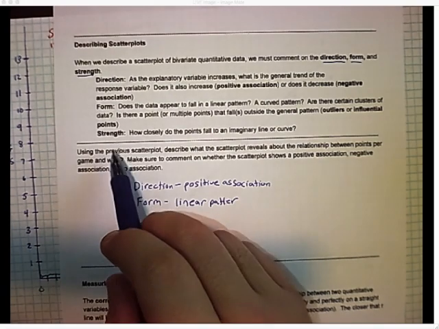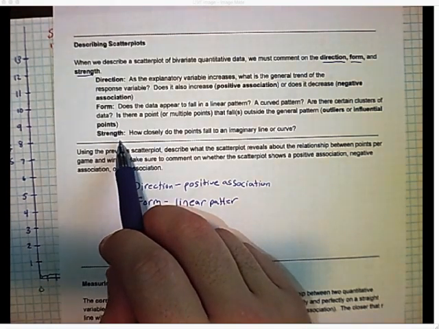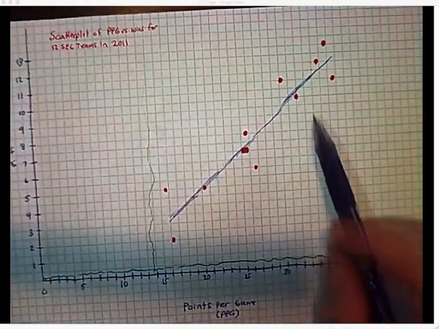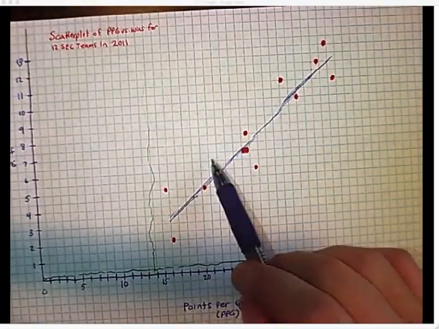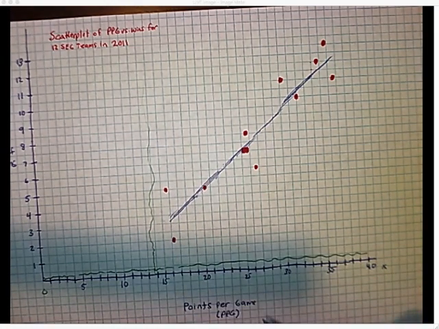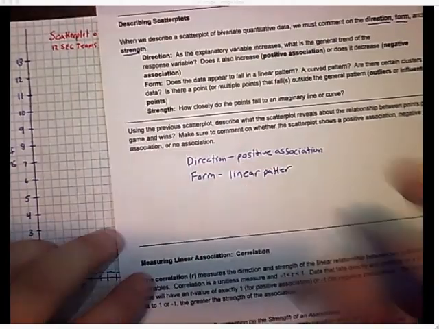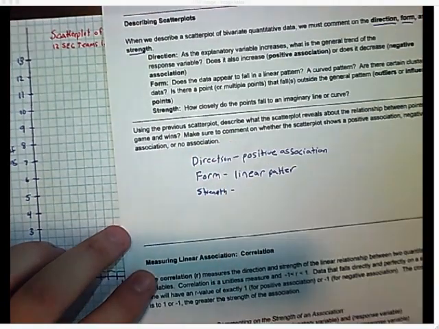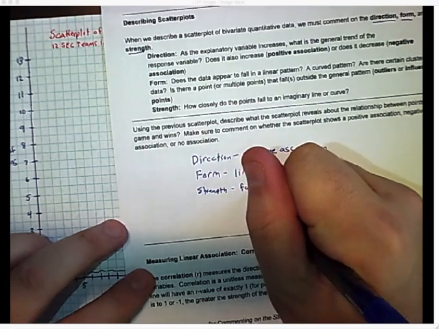And strength, we ask how closely do the points fall to that imaginary line. Some are really close, some are a little bit further, but I would still say they're pretty close. So I would say for strength, maybe something like fairly strong.